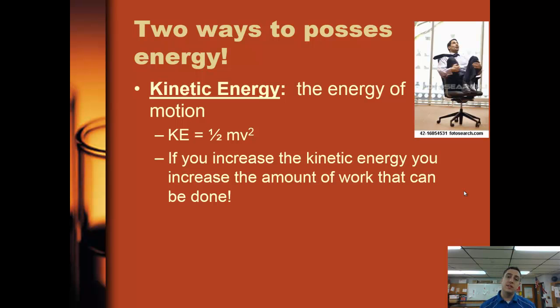There are two main ways that you can possess energy. One is the energy of motion. That's called kinetic energy, and you've probably learned about it before. Basically, it's an object or something that is moving. So you have a certain mass, that's what the m stands for, and you have v, which is the velocity as it's traveling, and you get the kinetic energy.